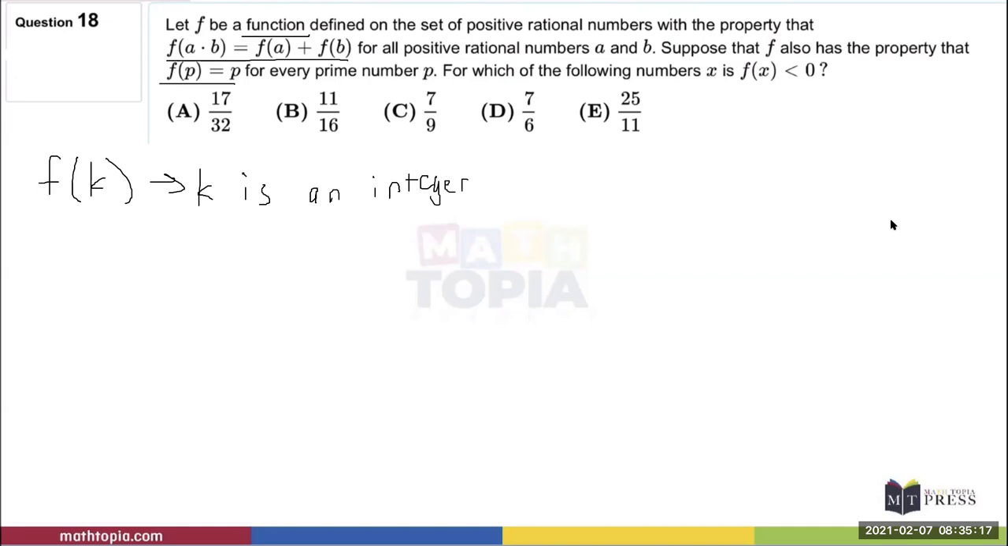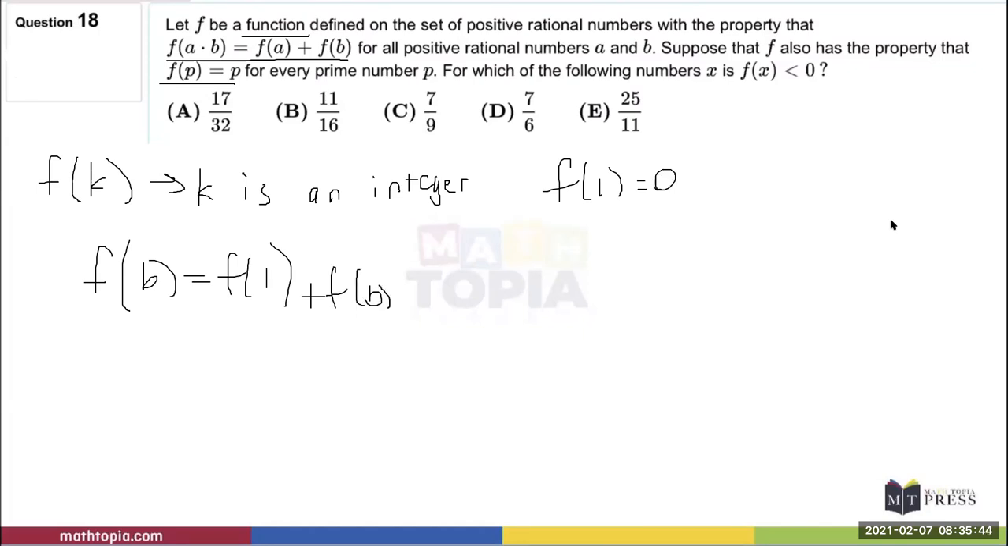The first thing I tried to do is try a couple of the first few numbers and see if I can solve for them, right? So let's start with f of 1, the first positive integer. Well, how will we solve for f of 1? Maybe I'd try plugging in a is equal to 1 into this first formula. Then we'd get f of b is equal to f of 1 plus f of b. So it's pretty obvious from this that f of 1 is equal to 0.